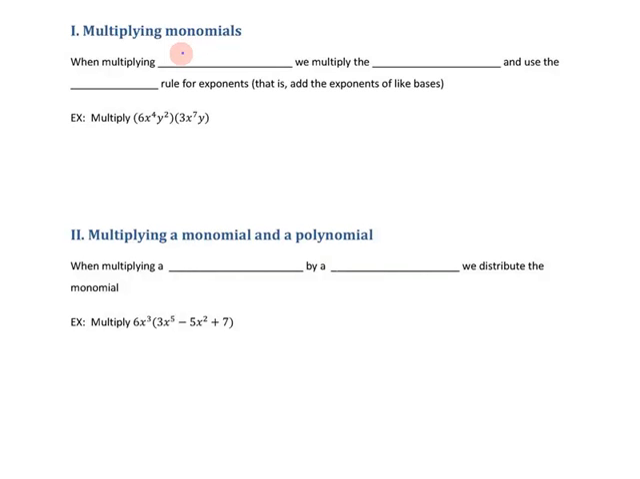So here's what we remember whenever we are multiplying monomials. That is, we're going to multiply two monomials together, or to each other. We're going to multiply the coefficients and then use the power rule for exponents. That is, the rule that says when you have like bases, you add the exponents.